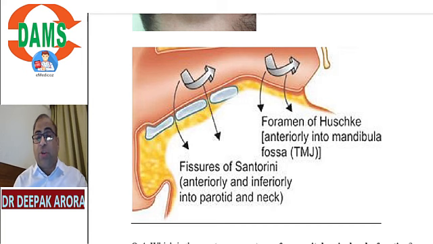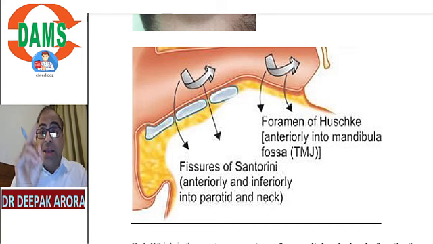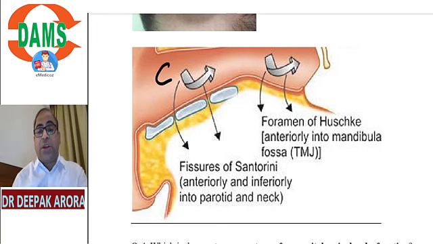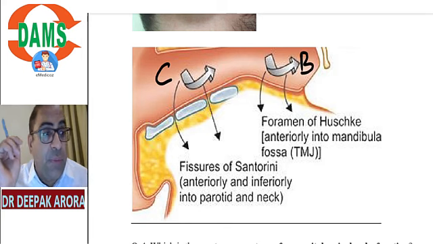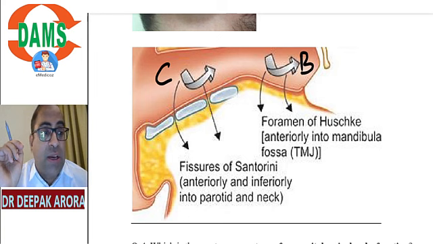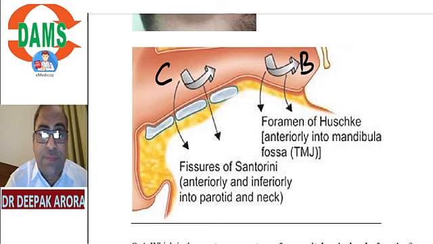These are the fissures of Santorini and the foramen of Huschke. Worth remembering: the fissure of Santorini is in the cartilage part. The foramen of Huschke is in the bony part. So just remember, one is in the bony part and one is in the cartilage part. Clear? Is this concept clear?